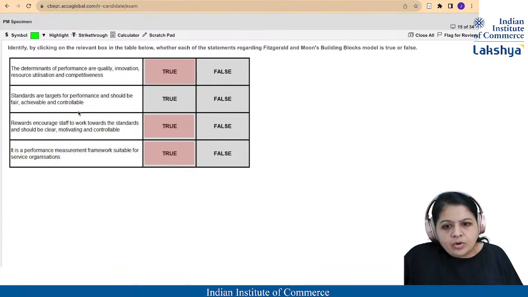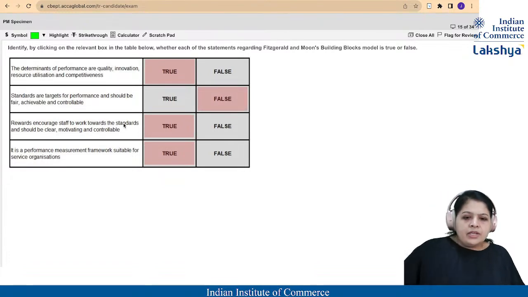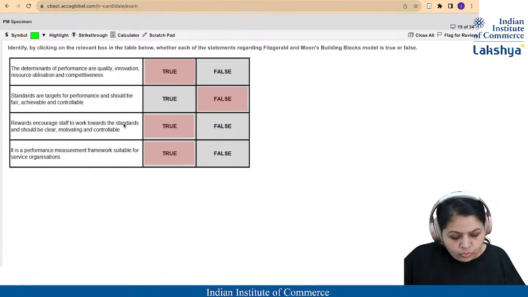Second one, standard costs are targets for performance and should be fair, achievable, and controllable. Controllability is a feature of the rewards of blocks, right? And that's why it is a false value. The rewards encourage staff to work towards the standard and should be clear, motivating, and controllable. That is true. It is a performance measurement framework suitable for service organizations, right? And that is also something which is true.